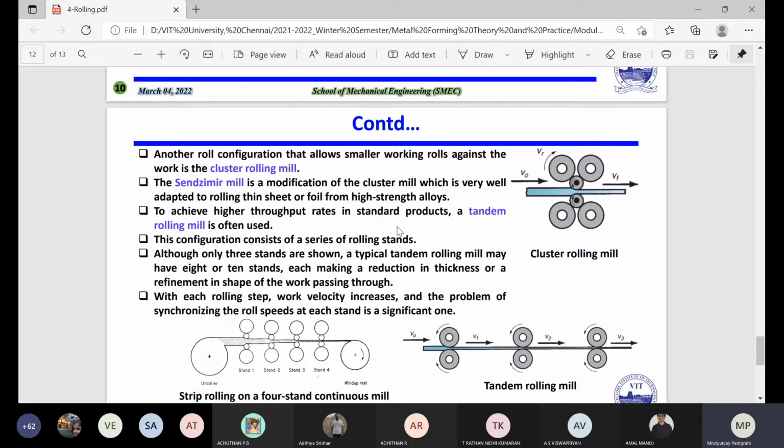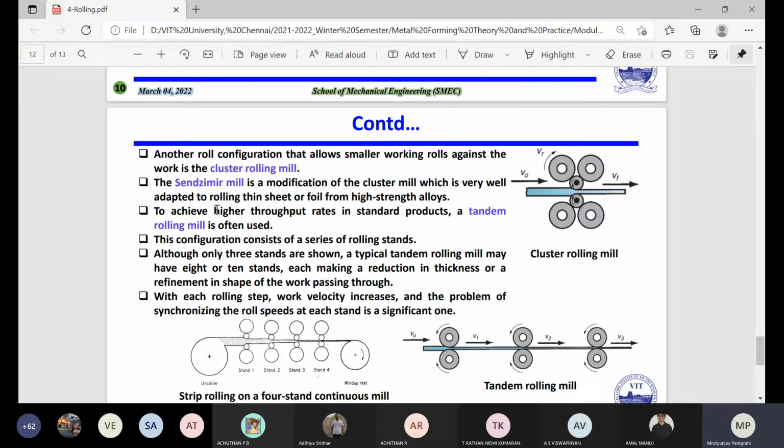Then there are two, three new things. Apart from this two high, three high, and four high, you probably cannot find some of these in other books also. I just collected this one. In one book you cannot find all the detail. Another roll configuration that allows the smaller working rolls against the work is the cluster rolling. So you can see here you have a small roll here, then two supporting rolls above, and also on the bottom, two supporting rolls. They have taken the smaller rolls here because they follow the similar way we have discussed in the four high rolls.